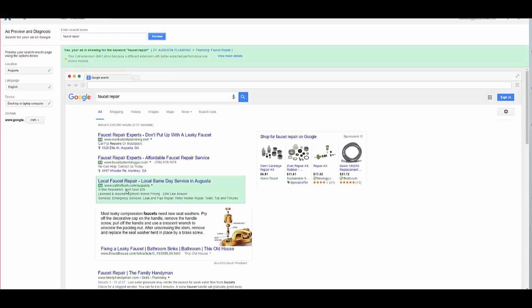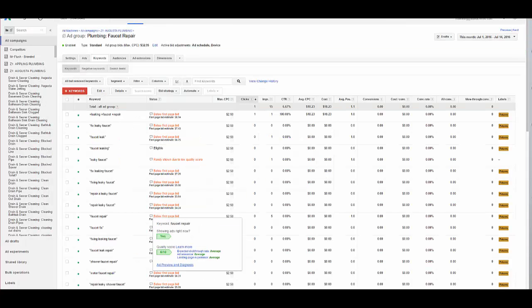So yeah, I'm in third spot here. And that's something to consider too. Google's going to always tell you to spend more, spend more, spend more, and that's not the case. You don't have to do that. So that's something to consider as well.